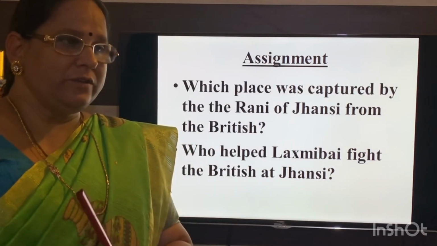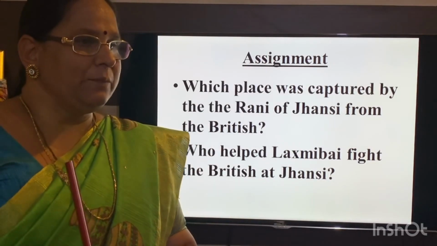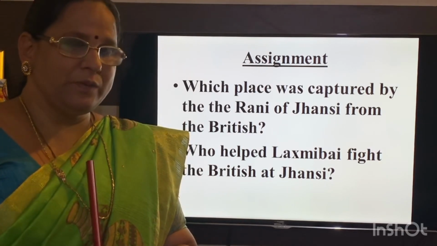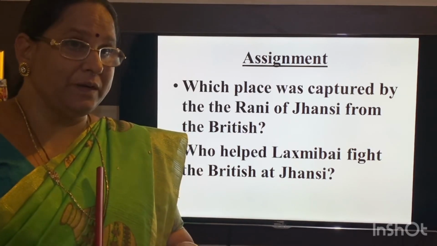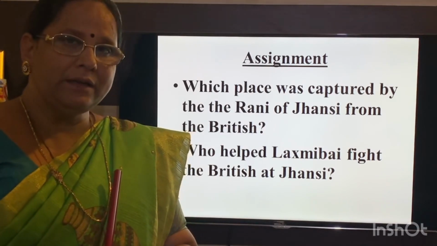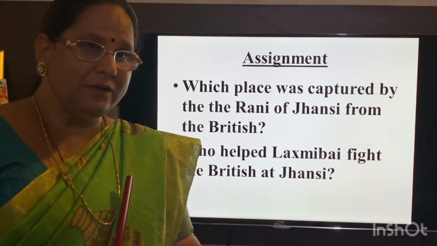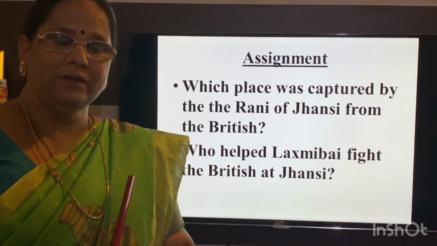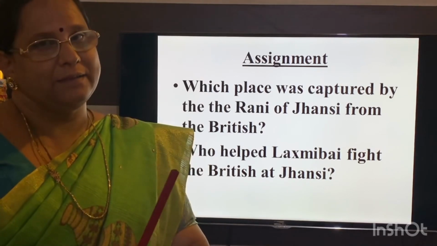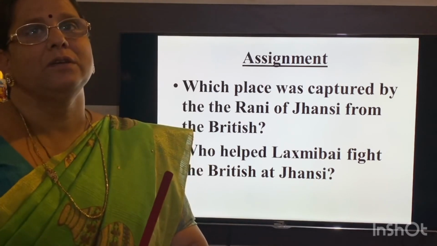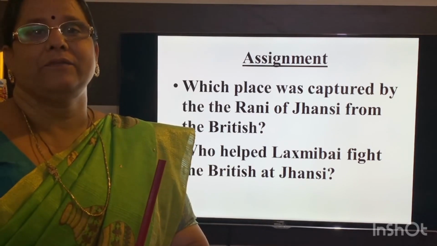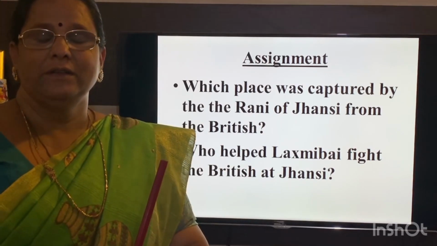Some more questions are regarding Rani Lakshmibai and the British. Which place did she capture from the English? You remember, it was Gwalior. And the last one is who helped her? You have to remember, it was Tatya Tope. Is that clear, children? Have you understood? Okay. These are the assignment questions which you have to write. Is that clear, children?